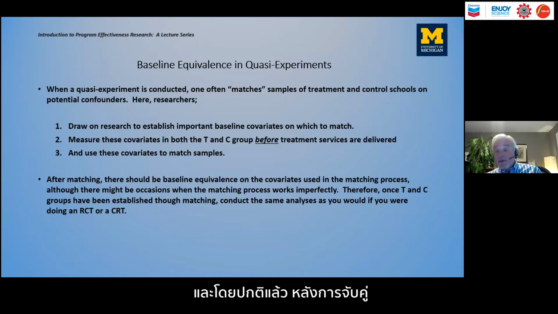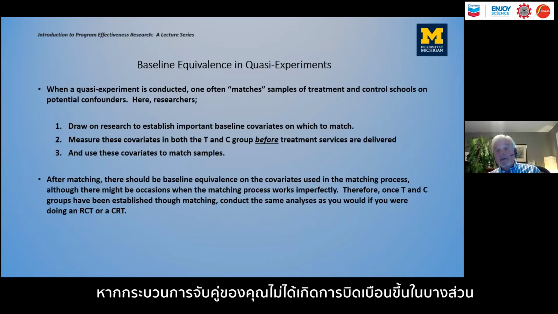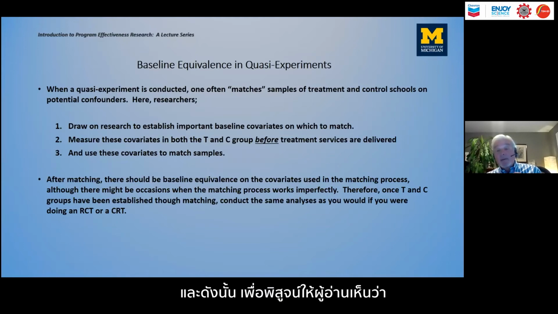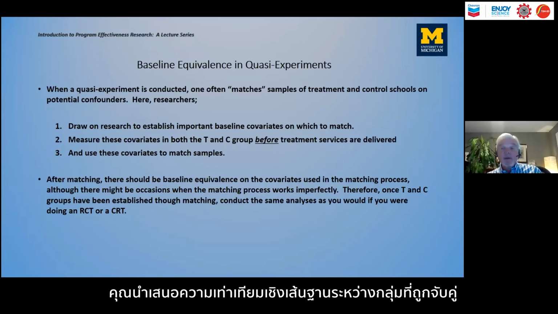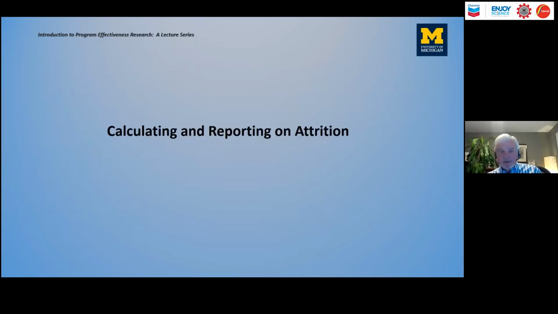And usually after matching, you won't find differences in baseline equivalence. You will find baseline equivalence, unless, of course, your matching process was somehow horribly flawed. And so to prove to the reader that your matching process wasn't horribly flawed, you present the baseline equivalence between the matched groups. And generally that should work out to be good if your matching was good.